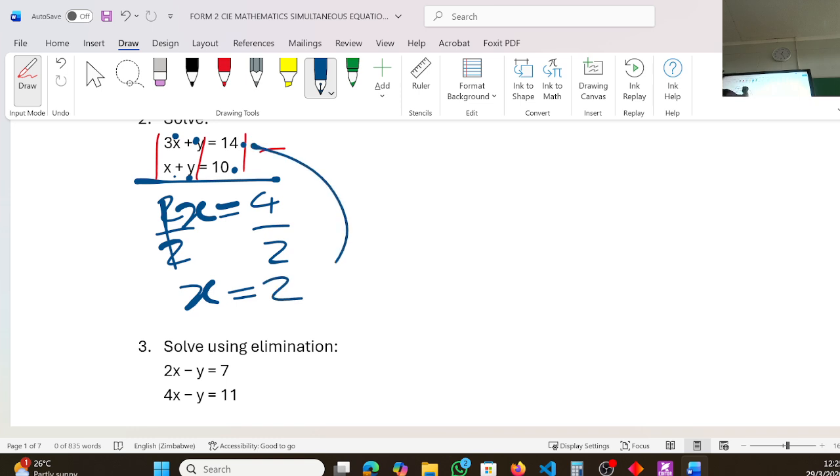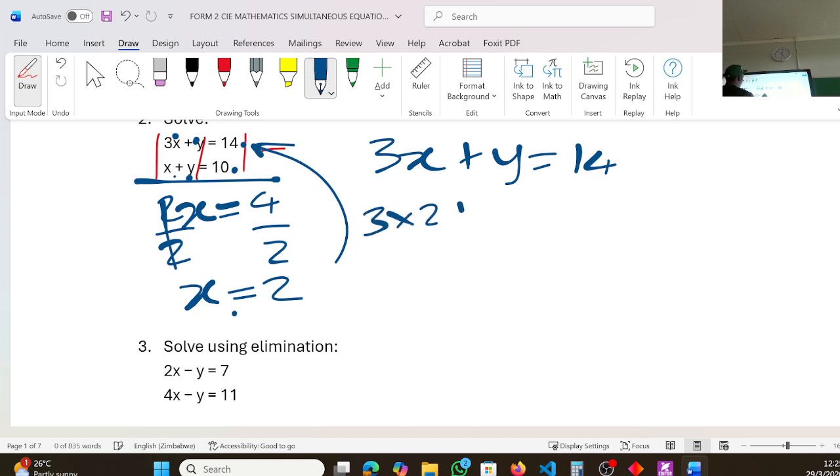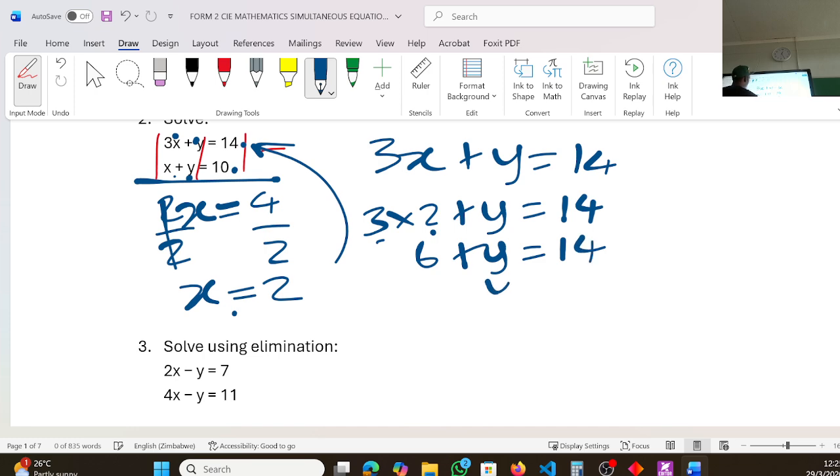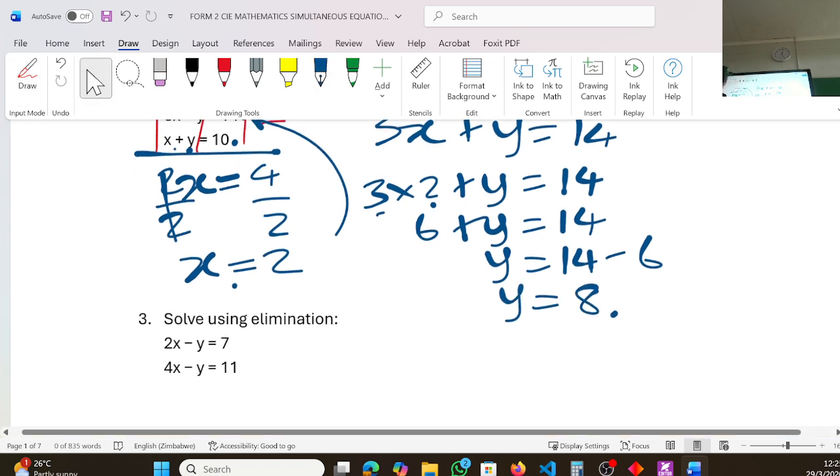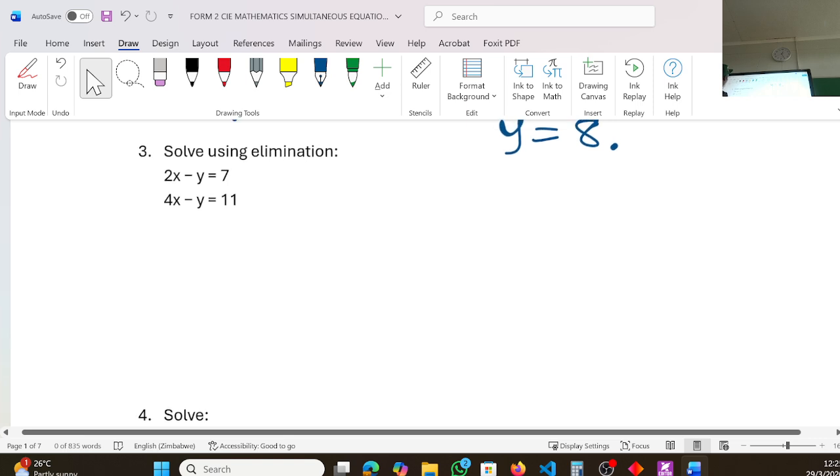Then, as usual, we can try with the first one. Say, we are saying 3x plus y is equal to 14, but I know the value of x is 2, so it's 3 times 2 plus y equal to 14. This simplifies to 6 plus y equal to 14. When I transpose, I have 14 minus 6. Therefore, my y is actually 8. Done with that, we move to the third problem where we are using elimination.